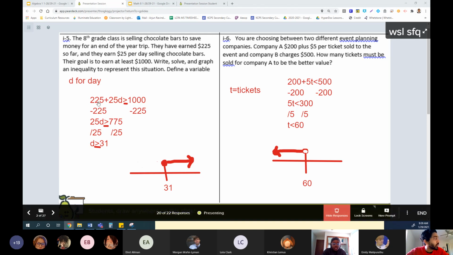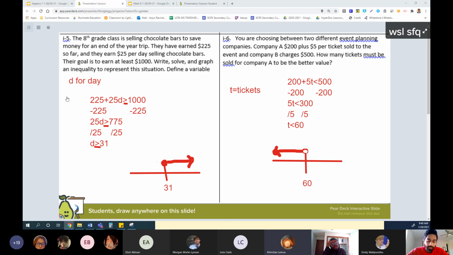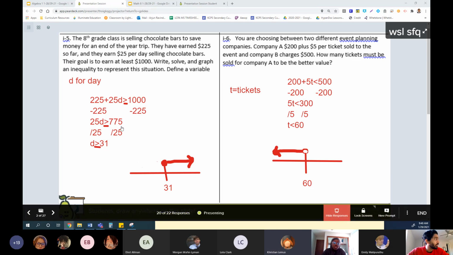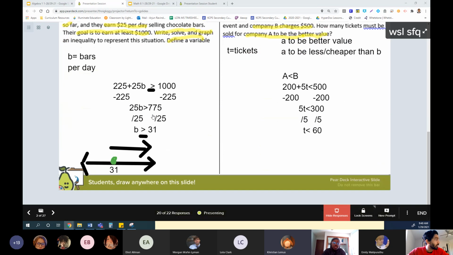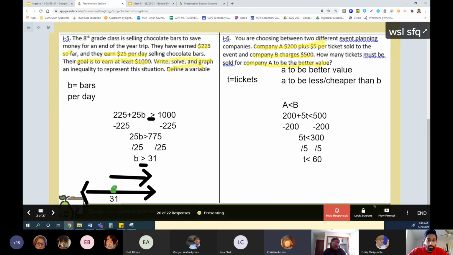So anyway, please continue. So what was your exact equation? What does the 225 represent? What's the 25? Go ahead. The 225 is how much money they already got, and 25D is $25 per each day. Then divide that by 775 for how much money they still need to get it, and then you divide it, and you need to have 31 days or more than 31 days.